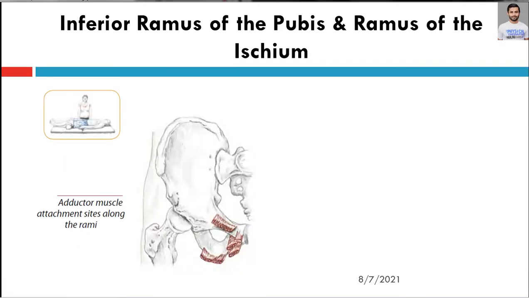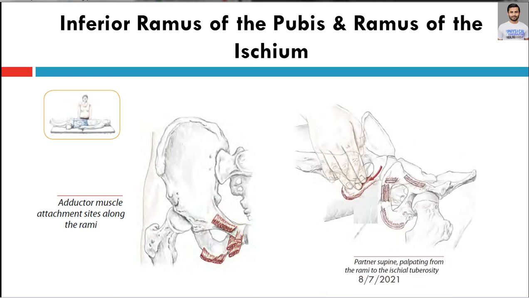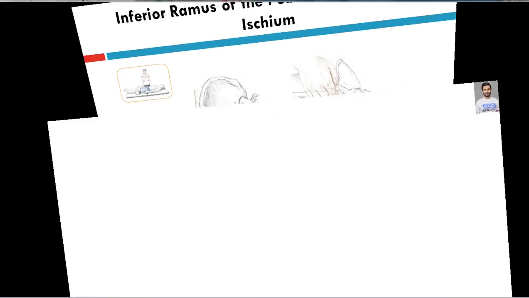The inferior pubic ramus and ramus of the ischium can be palpated, but they are a bit deep and they are palpated from the anterior side as well as from the posterior side. So again, you need to find the symphysis pubis and then try to find this part of the bone. This is the inferior pubic ramus, and if you keep continuing on this path, you will find the ramus of the ischium, and underneath it will be the ischial tuberosity.